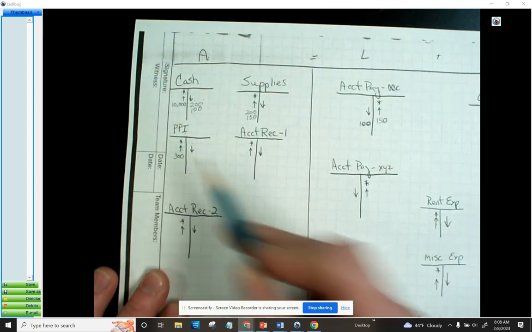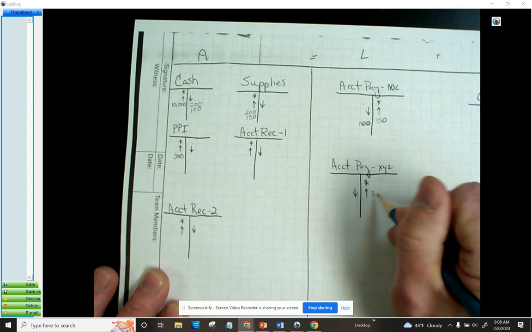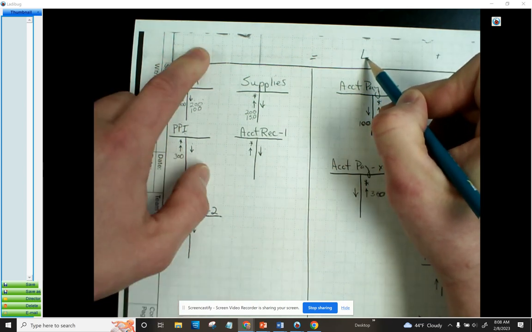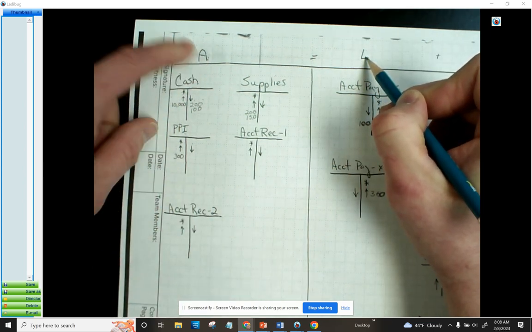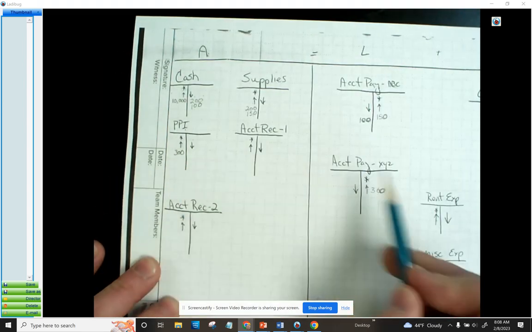Bought it on account. We bought it from, let's say, XYZ company. We owe them $300. That's your credit. Makes this account go up. Accounts payable goes up. Liabilities go up. Assets and liabilities moved in the same direction. Insurance went up. Accounts payable went up. There's your debit. There's your credit.